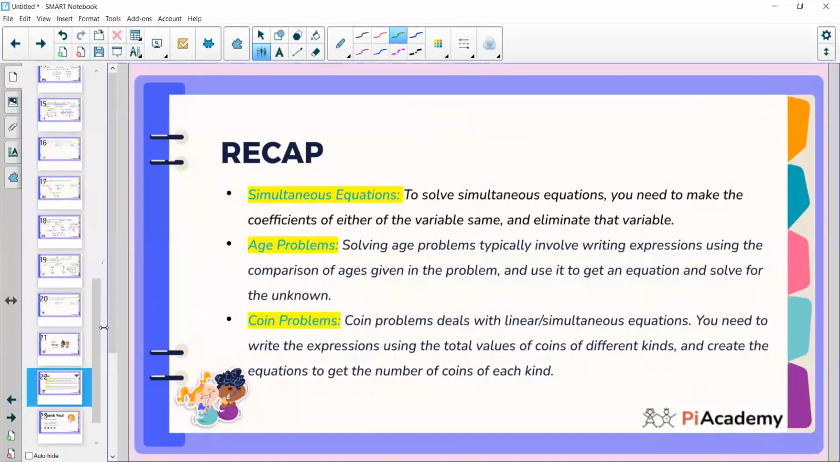That would allow you to work out the value of the other left-out variable and then use substitution to work out both the variables. Then for age problems, these typically involve writing expressions using the comparison of ages given in the problem and using it to get an equation and solve for the unknown, right?